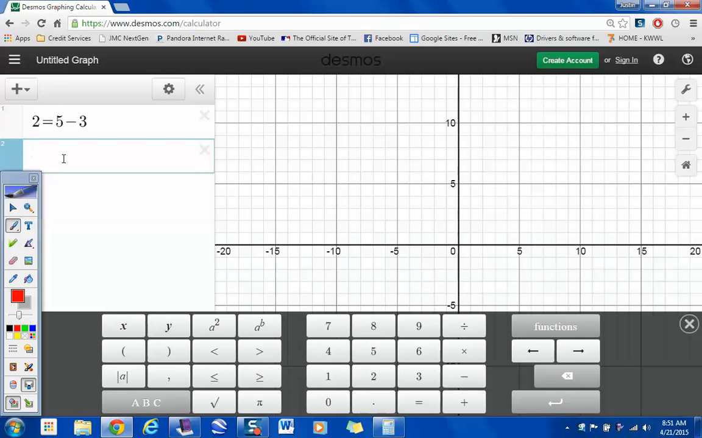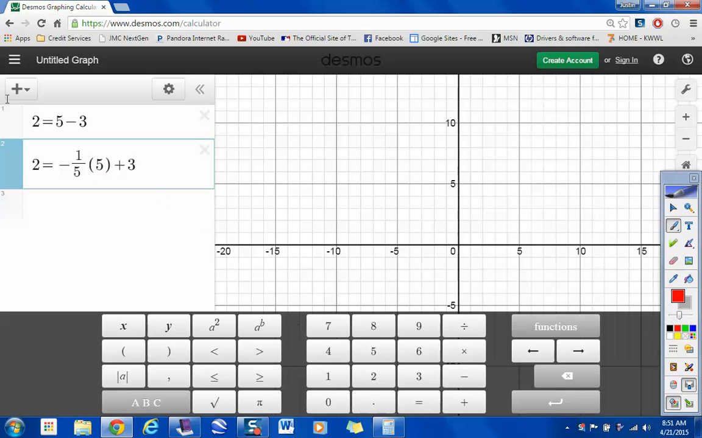Let's try the next one. What would I plug in for y on the other one? 2 equals negative 1 divided by 5 times 5 plus 3. Wait. Yeah. 5, so x. I don't remember what. Does it do it on your Chromebooks? Check here. Let me check.